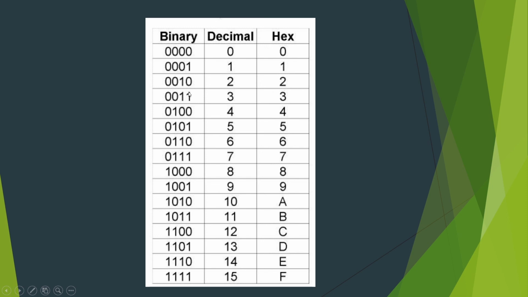So let me just tell once more. Binary numbers are base 2 numbers, decimal are base 10, and hexadecimal are base 16. In hexadecimal there will be 0 to 9, and then from 10 it's represented by A, 11 by B, 12 by C, 13 by D, 14 by E, and 15 by F.